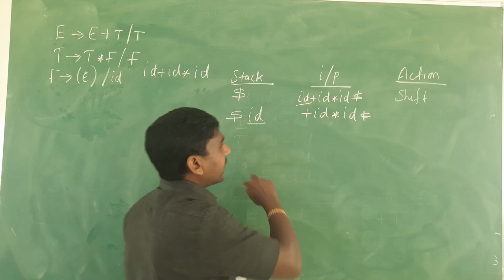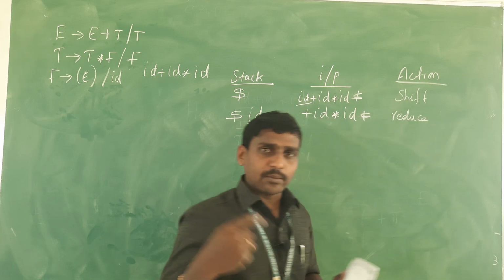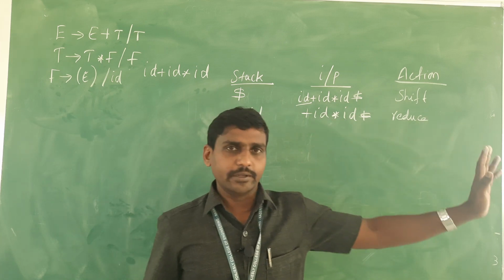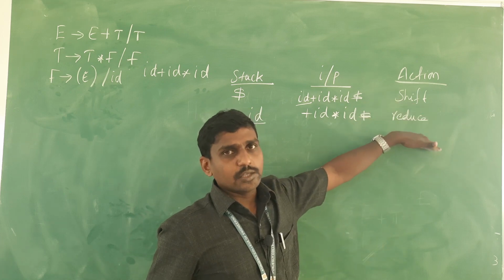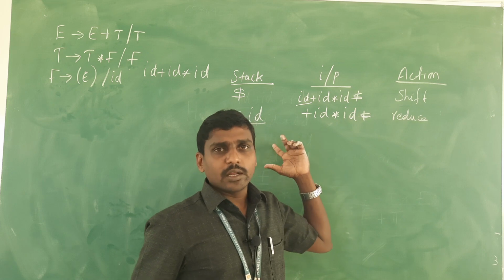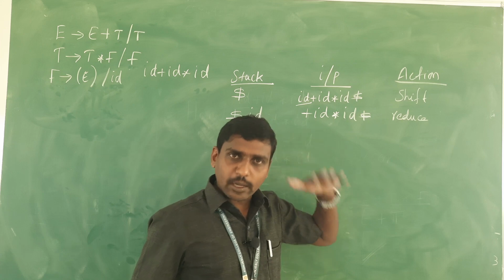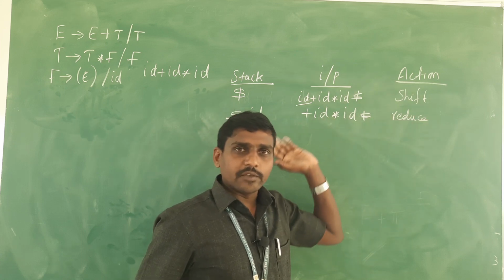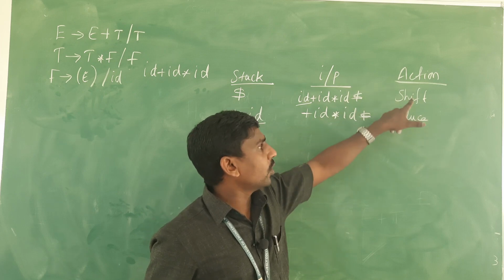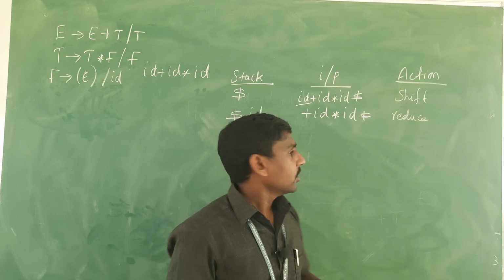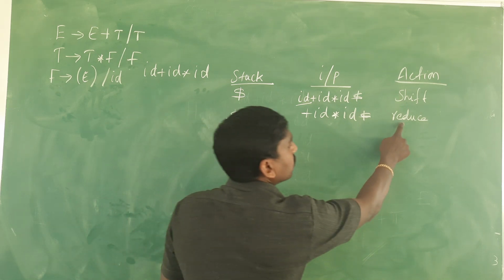If id has a handle, that means reduce. If something does not have a handle, then shift. These are the two actions you have to understand: one is shift, one is reduce. If the variable has a handle, you reduce. If the variable doesn't have a handle, you perform the shift operation. That's all.